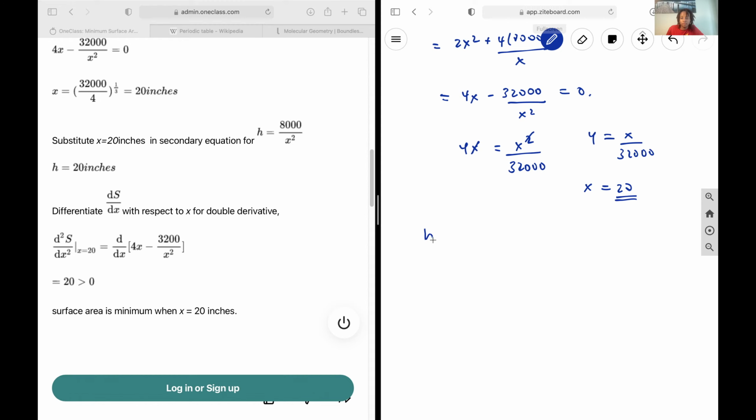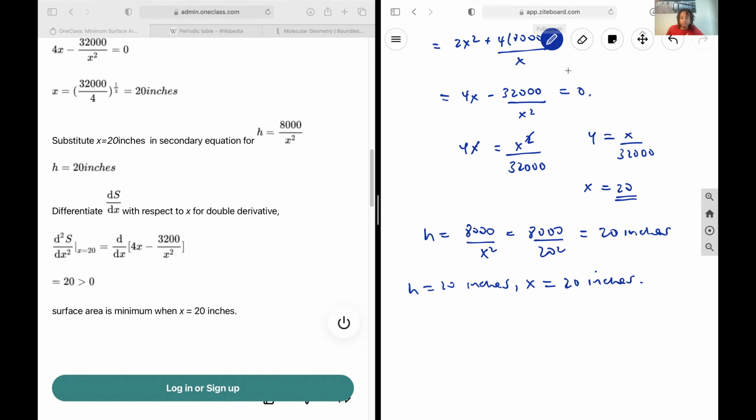And then lastly, we know that h is going to be equal to 8,000 over x squared. And so you're going to just put that in. And that will give you h is going to be also 20 inches. So in order to minimize the surface area and keep the volume at what is given in the question, you will have a height of 20 inches and a length of 20 inches too. So you'll have a cube basically.